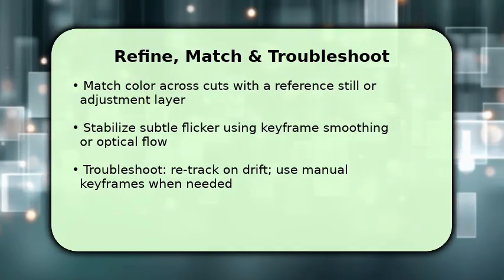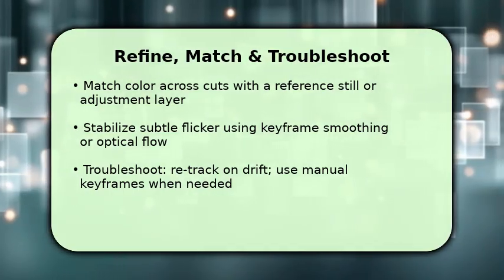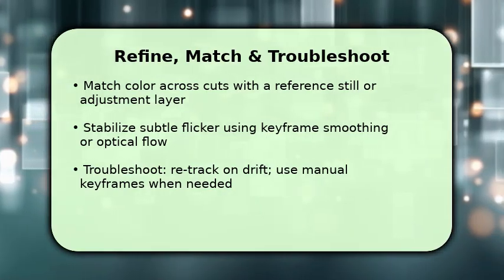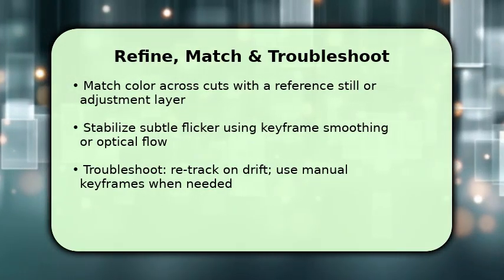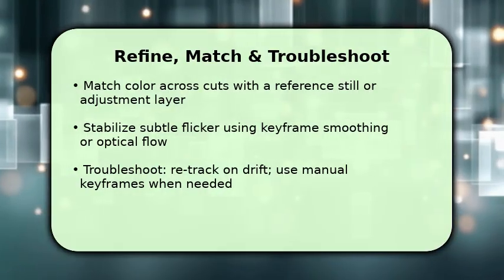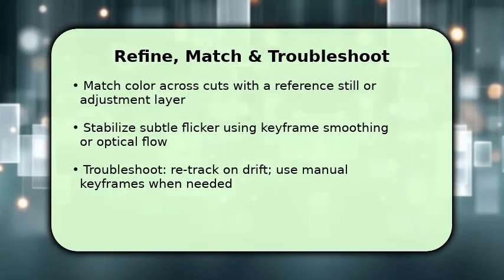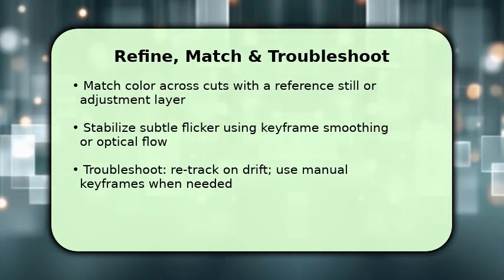Once done, scrub the timeline slowly to find flicker or mask drift, and smooth keyframes or rerun the tracker on problem sections. If automatic tracking fails, make manual keyframes every few frames. This ensures the iris stays aligned. Make sure to render and review at full quality before final export.